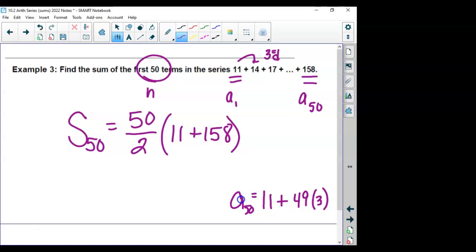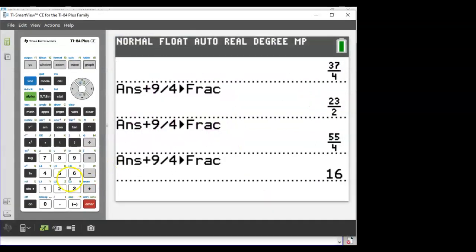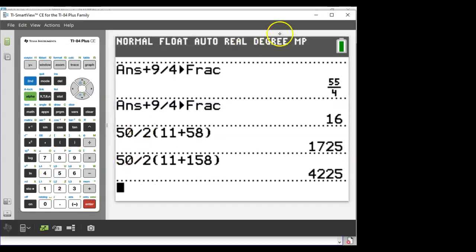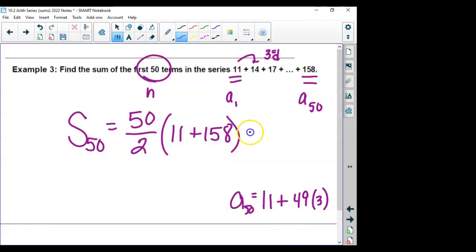All right, so to find the total sum, we would just do 50 divided by 2 times, what is it, 11 plus 158, guys? Thank you. 1725, anybody? Oh. Of course it was. 25 times 169, 4225, better? 4,225.